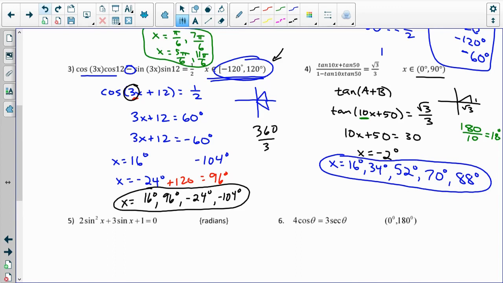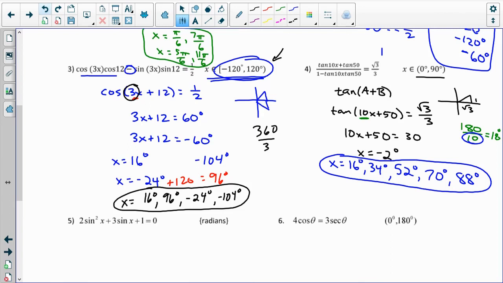It should make sense that I would have 5 correct answers between 0 and 90 for a tangent problem, because I typically end up having 2 correct answers in a 360-degree window, or 1 correct answer in a 180-degree window. That's typical for a tangent problem. So it makes sense that it gets multiplied by 5 when I have a period change of 10, because that would mean that I would normally have 10 correct answers in a 360-degree window.